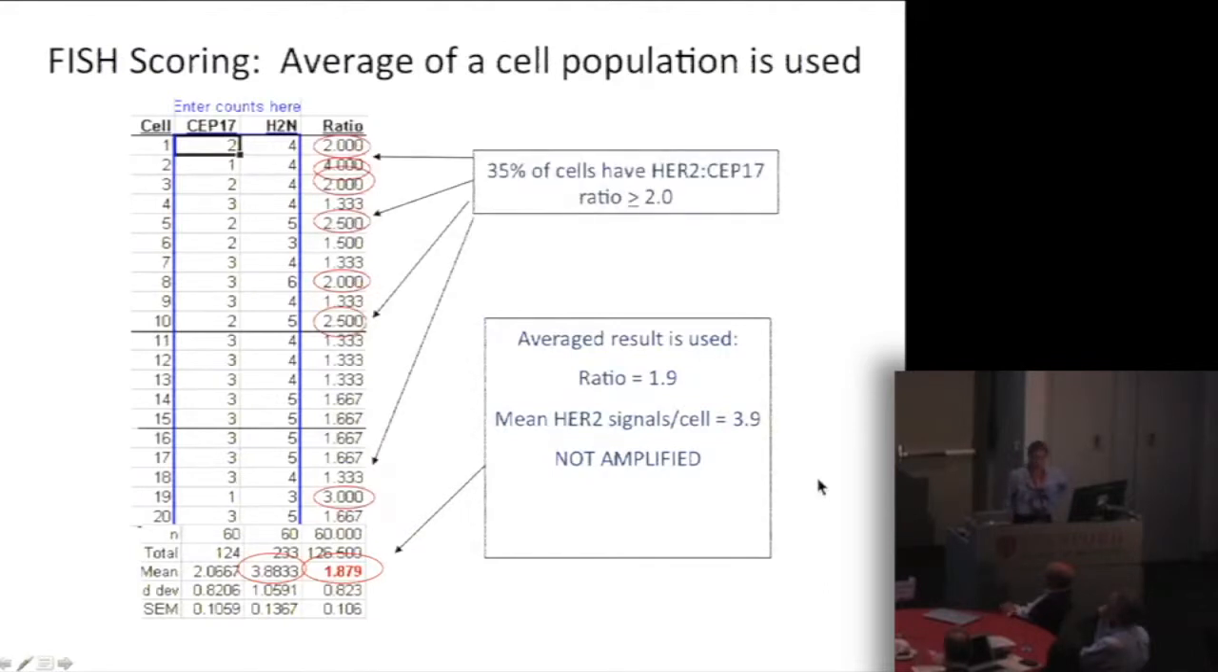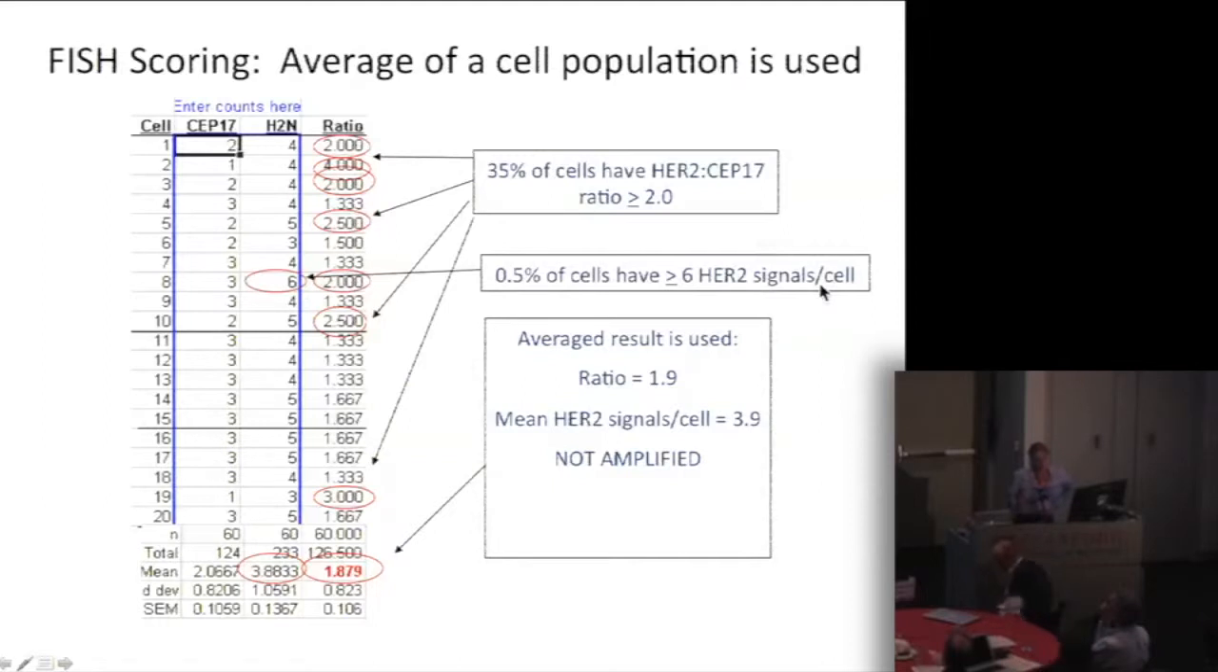But if you look and say, well, if I'm defining each cell as a ratio greater than 2 as positive, 35% of these cells are amplified. But we have a negative result overall when we average them out. If you look defining, instead of using ratio to define each individual cell as positive, and you use signals per cell, which the threshold is 6 HER2 signals per cell, only 1 of the 20 is positive. So how we define each individual cell can really influence how the whole population is scored, and then the frequency of those cells really isn't taken into account. You can have some real high amplified cells in there, and they get kind of washed out in the averaging.